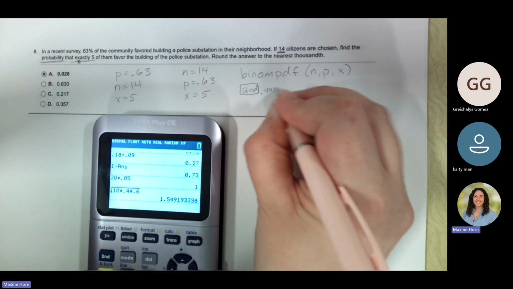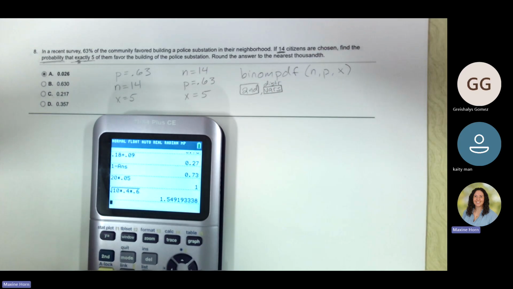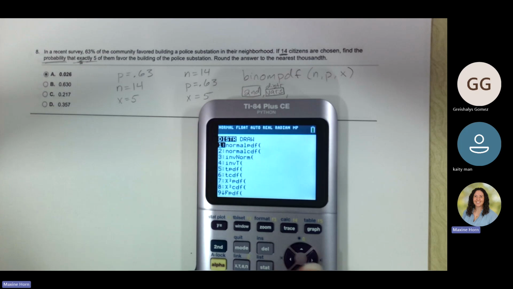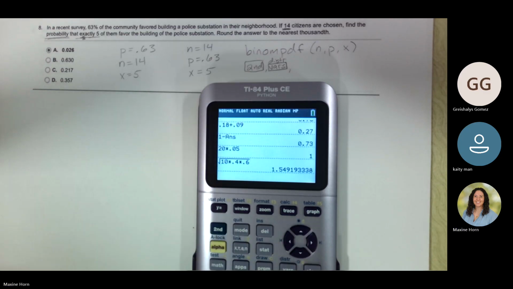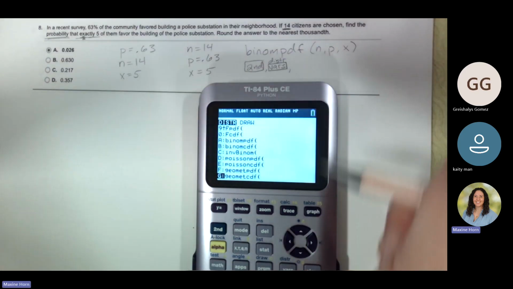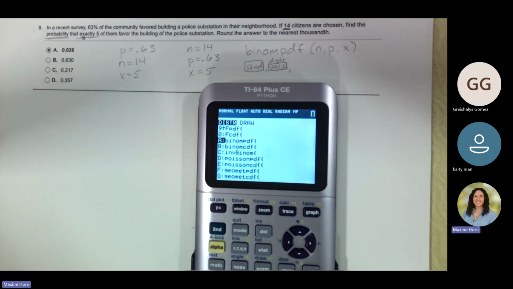We're going to go second vars, because above vars is distribution, right? And we want to go all the way down to Binom PDF, or I can go second vars and I can go up. So I go up and it starts back down at the bottom again, and it's a fewer number of clicks.